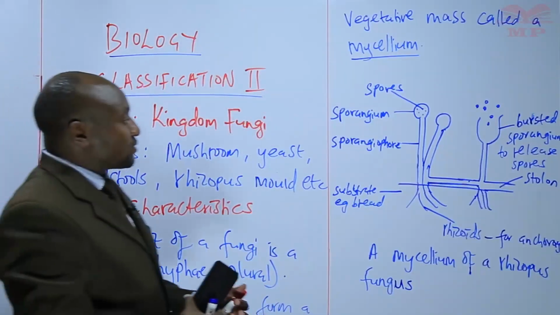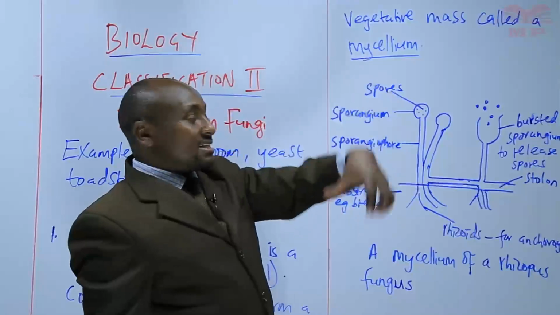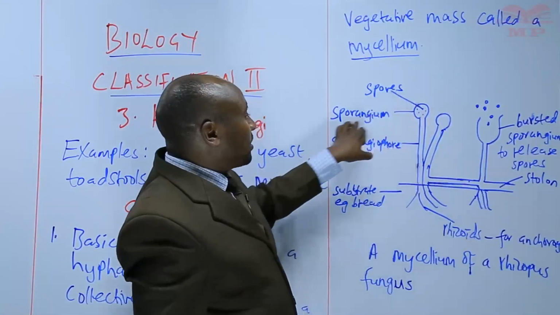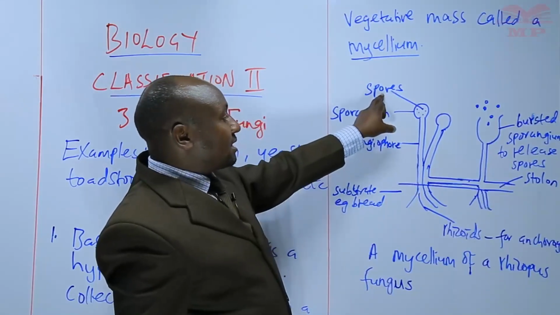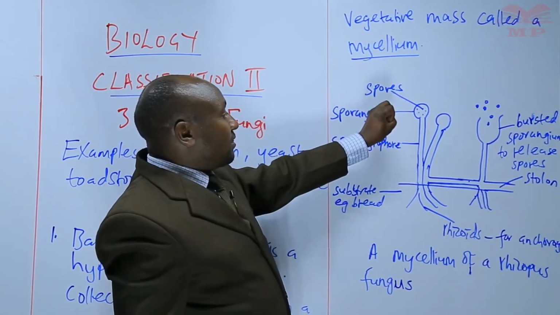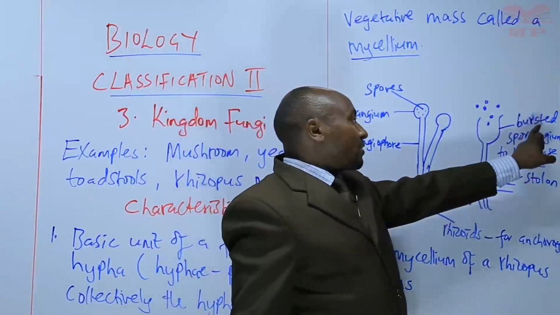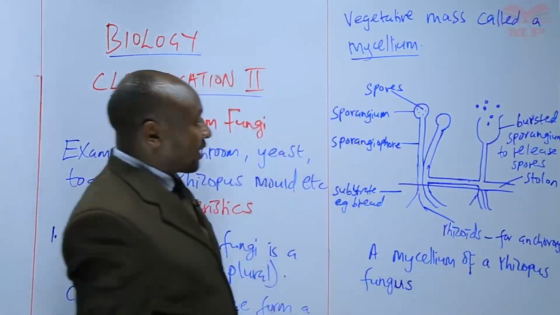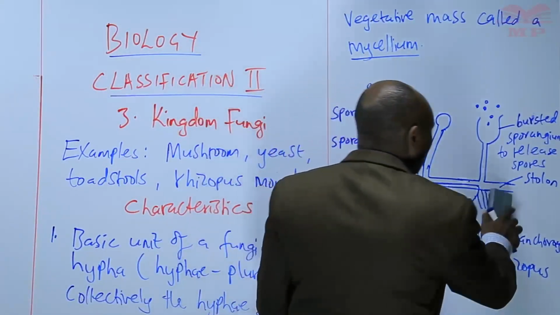So in this case, we have seen there are vertical ones, the ones that we mainly see, those are sporangiophores. At the tip, they form the sporangium that bears the spores. And we've said that when it is mature, the sporangium bursts to release the spores. As you can see, this is a bursted sporangium releasing the spores. Then we have the horizontal hyphae.